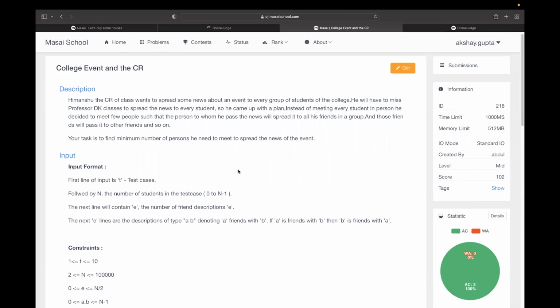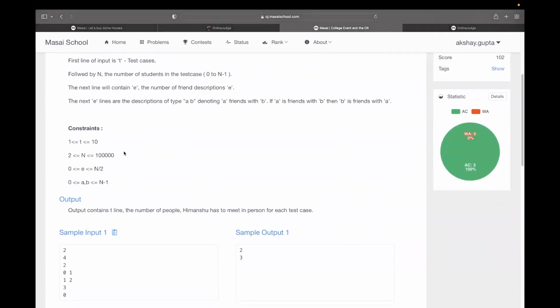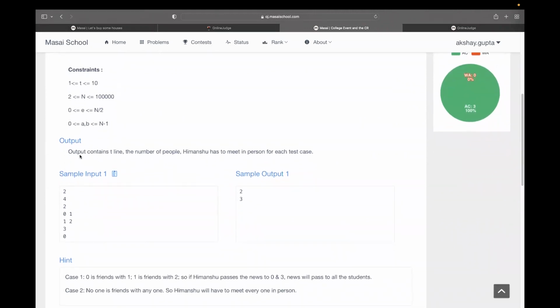And what we just did on the previous page was that the friendship relationship will be shown by the edges. So the next line e means there are e friendship descriptions. The next e lines will describe those, given in the form of an a b pairing, which denotes a is friends with b, and if a is friends with b, then b is a friend with a also. Now keeping these points in mind, let's go to the sample input.